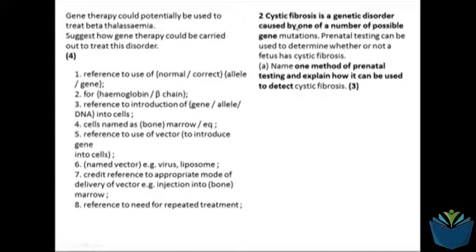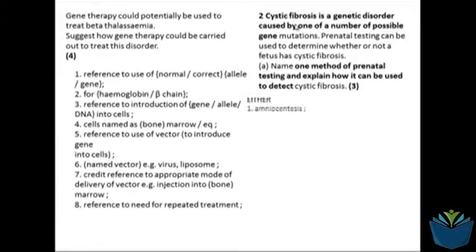And so this exam question here: cystic fibrosis is a genetic disorder caused by one of a number of possible gene mutations. Prenatal testing can be used to determine whether or not a fetus has cystic fibrosis. Now, describe one method of prenatal testing, and explain how it can be used to detect cystic fibrosis. So you have a choice of two here.